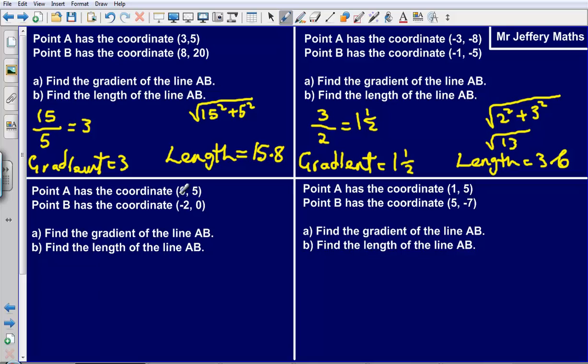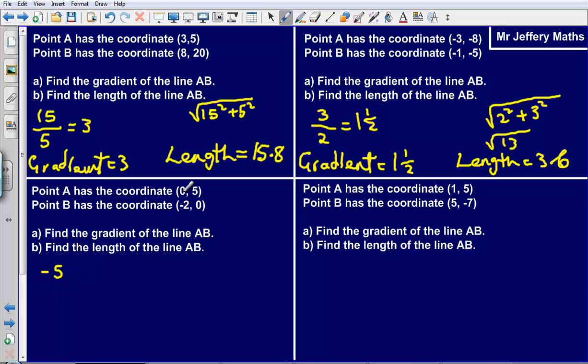Next one, point A has the coordinate 0, 5, point B has the coordinate minus 2, 0. Question A says find the gradient of the line AB. So again, same idea. How far up or down have we moved on the y-axis? And we've gone from 5 down to 0.